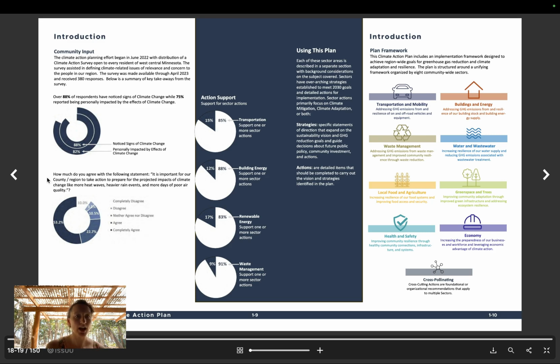The question was, how much do you agree with the following statement? It is important for our county/region to take action to prepare for the projected impacts of climate change, like more heat waves, heavier rain events, and more days of poor air quality. And only 53% said that they completely agree.